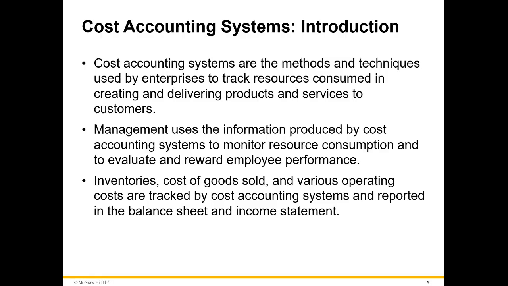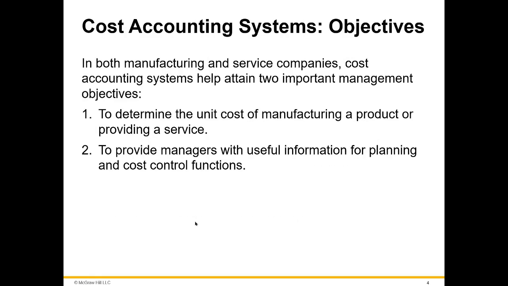So cost accounting systems are methods used to track resources consumed, track costs, right? And management uses this information to see how much resources have been consumed and to reward and evaluate employee and manager performance. And we're going to track this information to support our inventories on the balance sheet, cost of goods sold, and other operating costs, especially operating expenses, that are going to show up on both the balance sheet and the income statement. These are going to be used by both manufacturing and service companies.